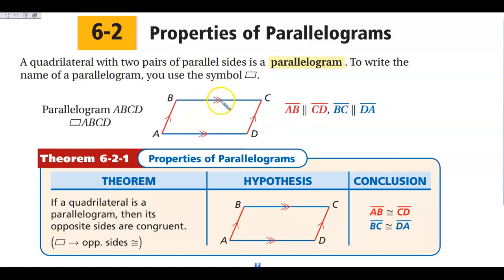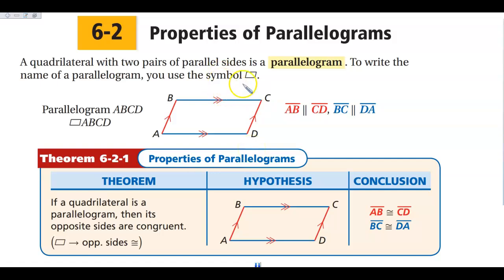So remember, to write parallel, we use the arrow symbols, not to be confused with the congruent symbols, all right? This is congruent. This is parallel. So please make sure that you do remember the difference between those two things. All right. So my blue sides here, BC is across from AD. They are going to be parallel. AB is across from CD, and they are going to be parallel.